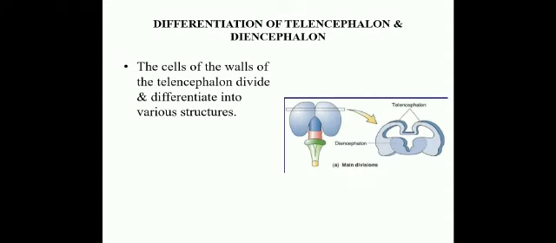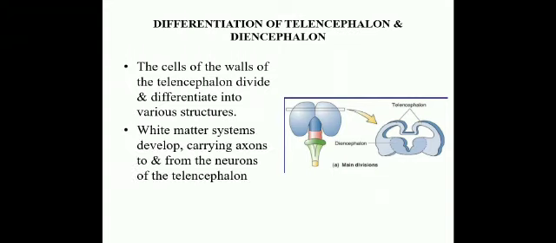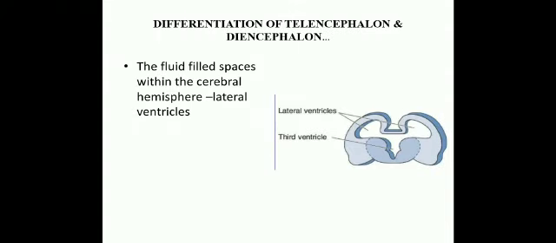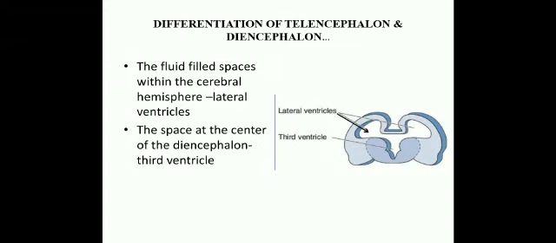Then the cells of the walls of the telencephalon divide and differentiate into various structures. So, white matter systems develop, carrying axons to and from the neurons of the telencephalon. The fluid-filled spaces within the cerebral hemispheres become the lateral ventricles, and the space at the center of the diencephalon becomes the third ventricle.